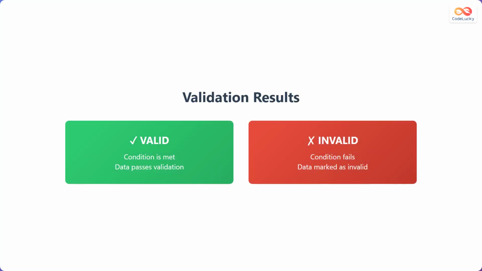When the validate command processes your data, it produces two possible results for each field test. Valid results occur when the condition is met and the data passes validation. These records are marked as valid and can proceed to further processing. Invalid results occur when the condition fails and the data is marked as invalid. These validation markers help you identify problematic data and take appropriate action, such as filtering out invalid records or flagging them for review.